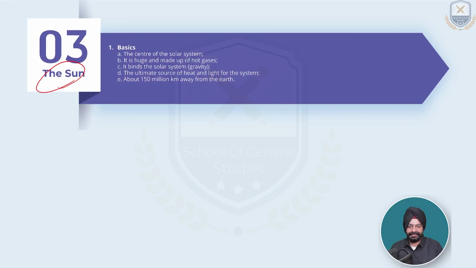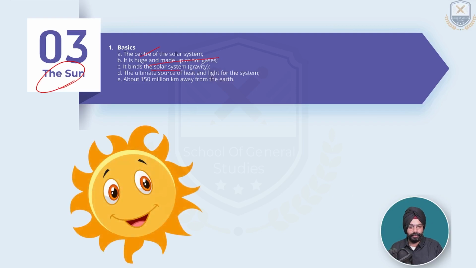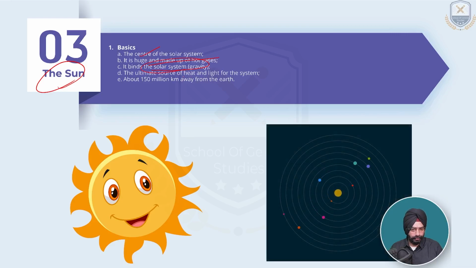Next is the sun. Sun is the center of our solar system. It is huge and made up of hot gases. It binds the solar system through gravity, and it is the ultimate source of heat and light in our system. And as I said, it is 150 million kilometers away from the Earth. So this is the pictorial representation of the solar system, where the sun is in the center, and these are the planets which are revolving around the sun. They have their own orbits. They all rotate, and they also revolve around the sun in that particular orbit.